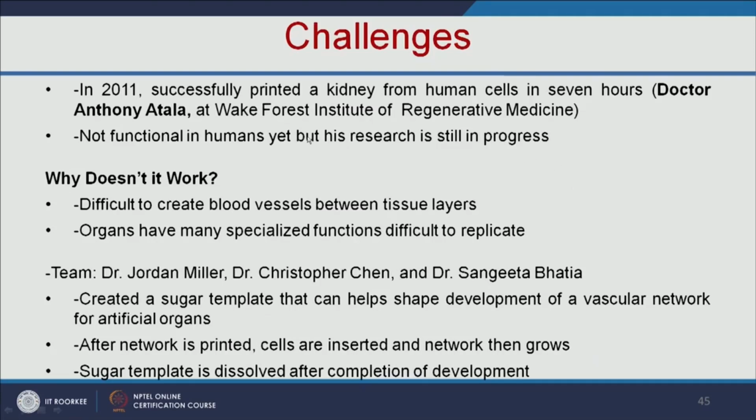So let us see what the challenges are. This group printed this artificial kidney in 7 hours, but these are not functional in humans. Why doesn't it work? Because it is difficult to create the blood vessels between tissue layers, and organs have many specialized functions that are difficult to replicate. So this team came up with some new solutions to overcome this problem. They created a sugar template that can help shape the development of a vascular network for artificial organs, and after the network is printed, cells are inserted and the network then grows. The sugar template is dissolved after completion of the development.